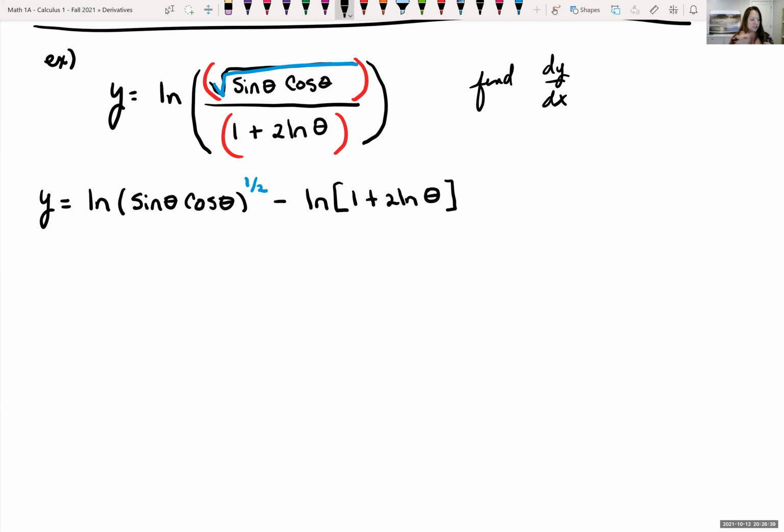So that first natural log, I can simplify. I can use the rule that I can bring my exponent down front. And so we can bring this exponent down front, and that would give us 1/2 the natural log.